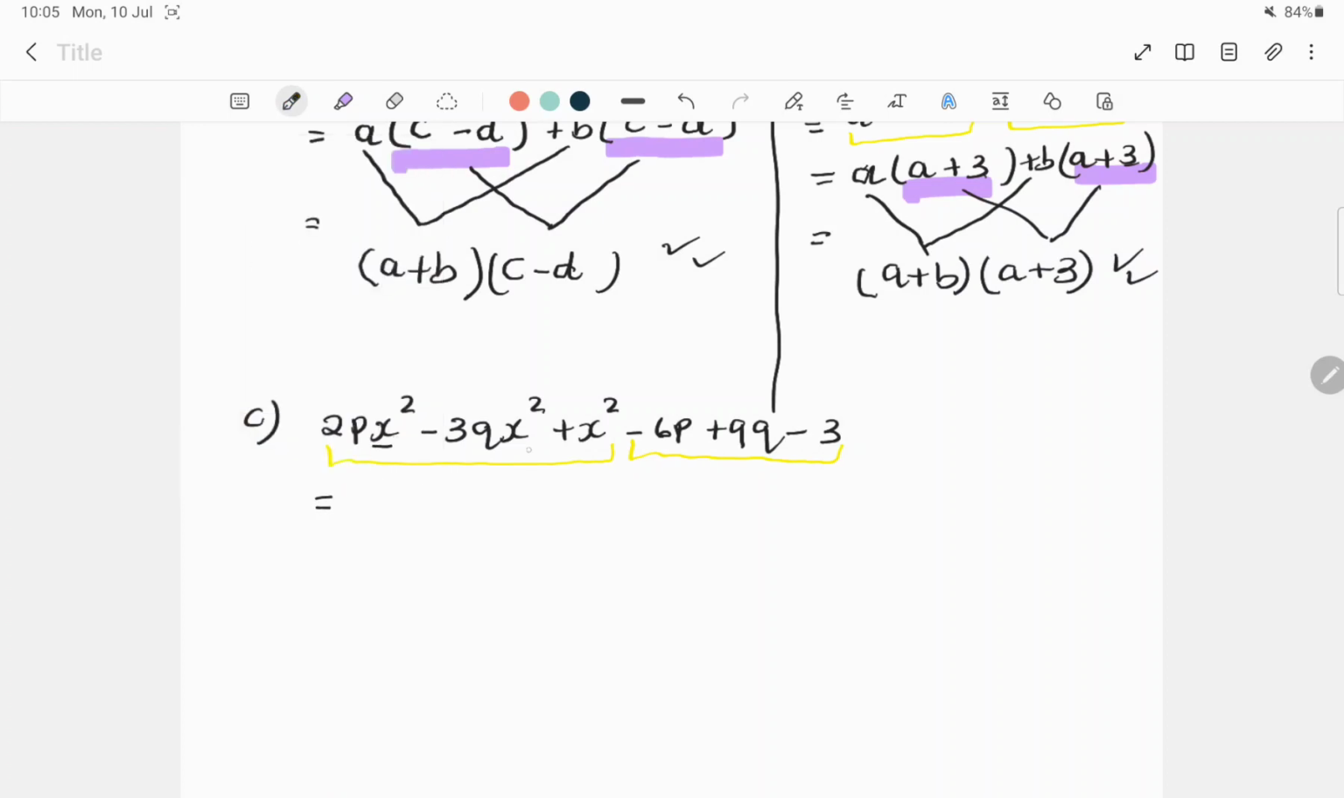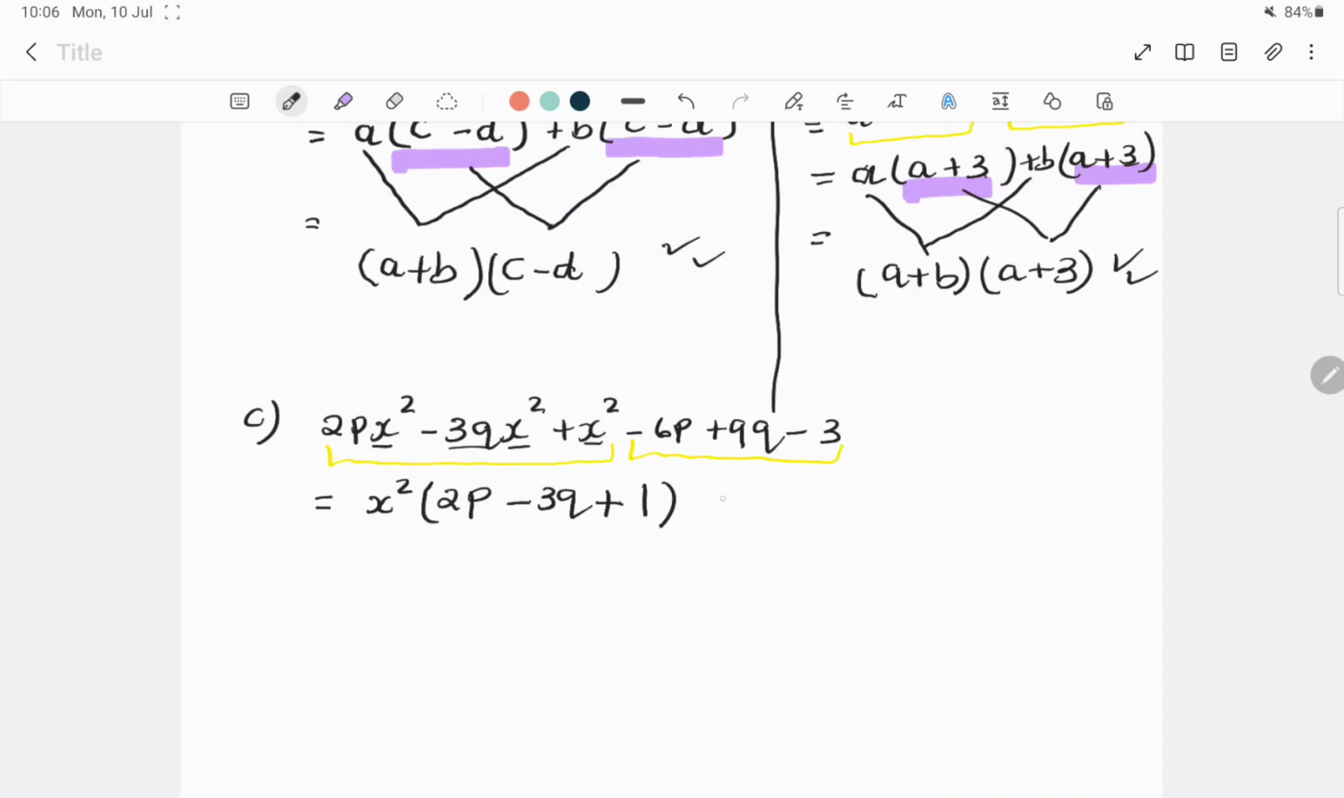It's only x squared. I take it out, then I remain with 2p minus 3q plus 1, because x squared times 1 is x squared. Then here, remember, when your terms have a negative sign, you take negative as a common factor. Be very careful of that.